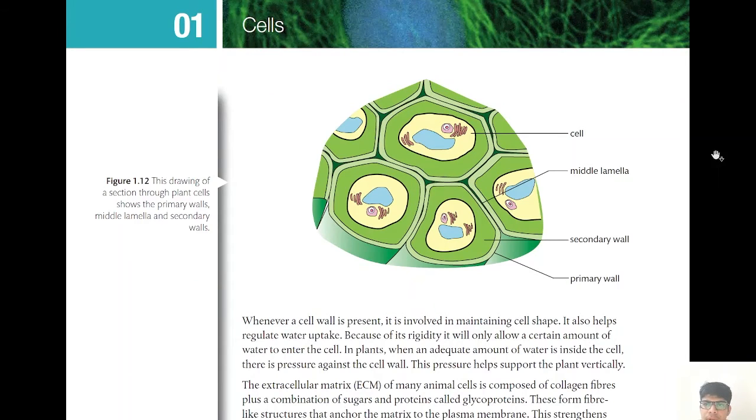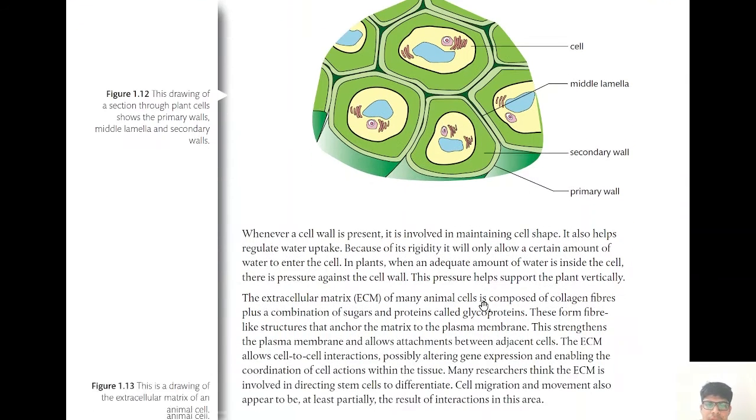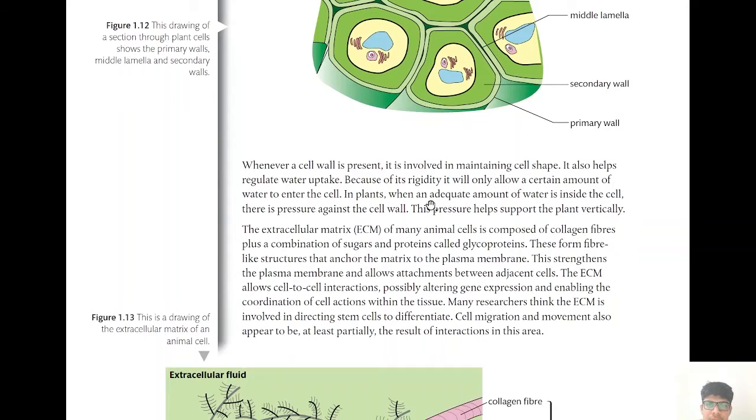Here we have a diagram of the cells. This is the middle lamella. We have the secondary wall and the primary wall here. Whenever a cell wall is present, it is involved in maintaining the cell shape. It also helps to regulate water uptake because of its rigidity. Because of the rigidity, it will only allow a certain amount of water to enter the cell. In plants, when an adequate amount of water is inside the cell, there is pressure against the cell wall. This pressure helps support the plant vertically.